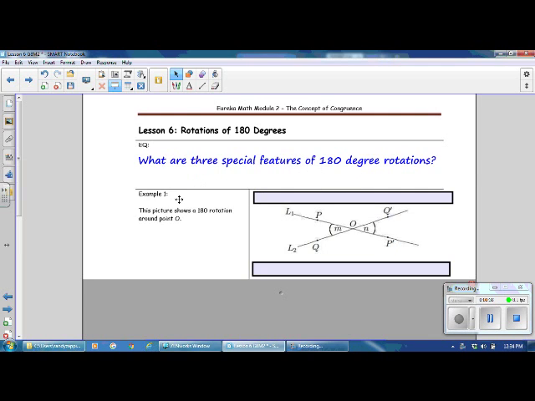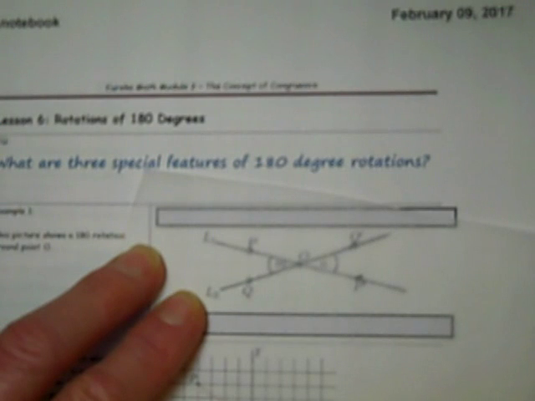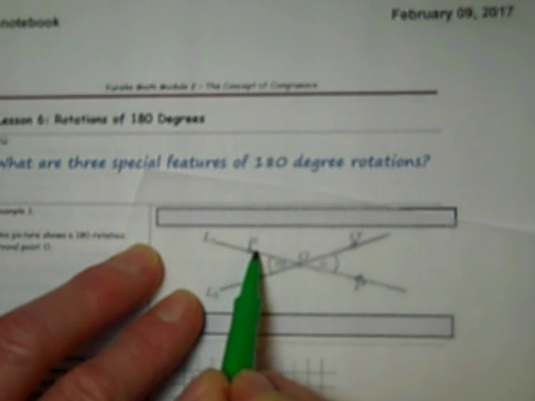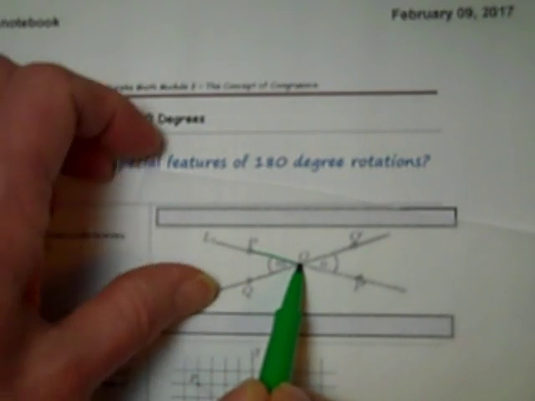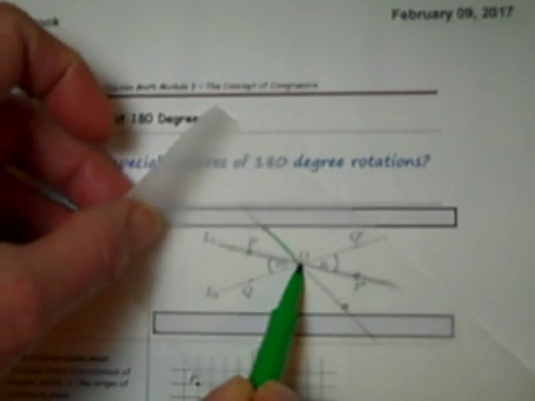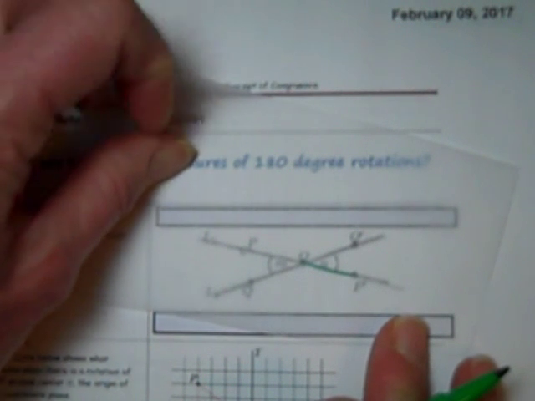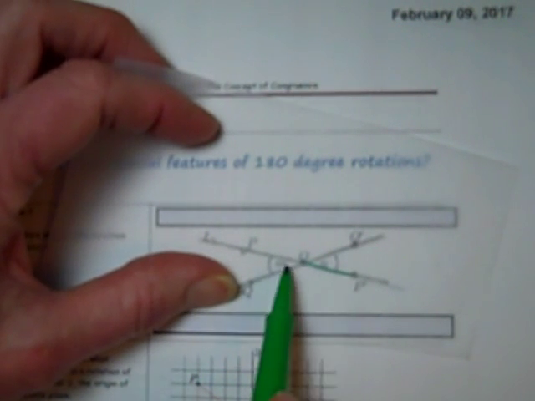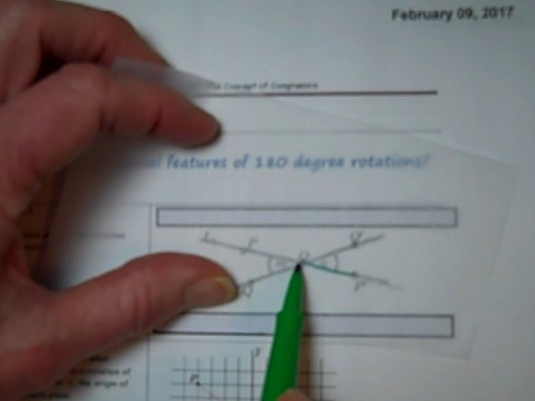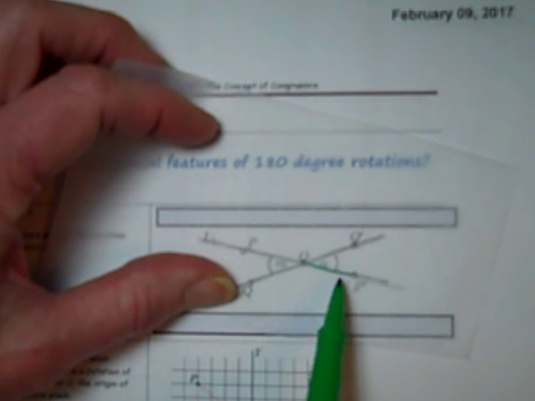In Example 1, this picture shows a 180-degree rotation around point O. Some things that I want you to notice about this rotation. The first thing that I want you to notice is the distance from P to the origin. When you rotate your image 180 degrees about the origin, notice that the distance from the origin to P prime has been preserved, so that PO is the same distance as OP prime.